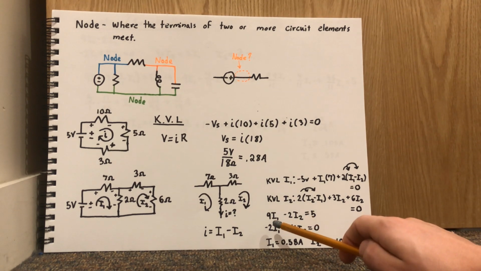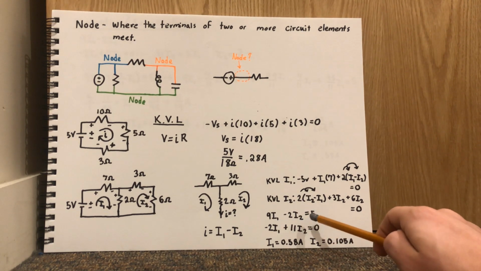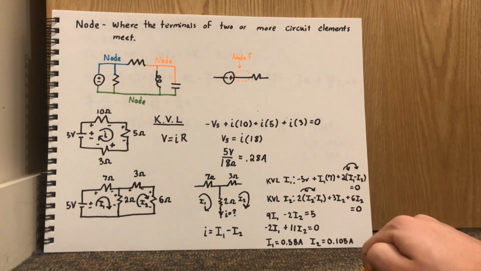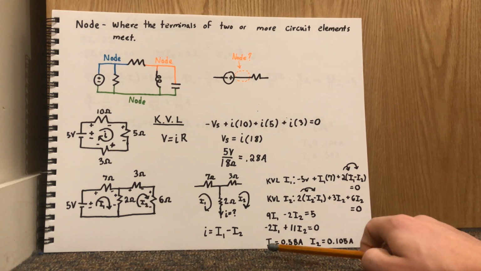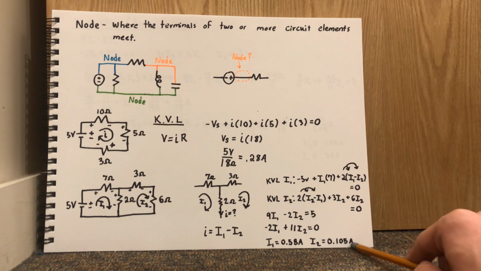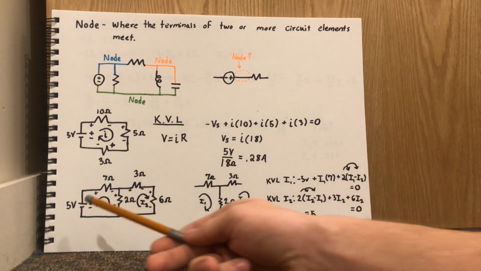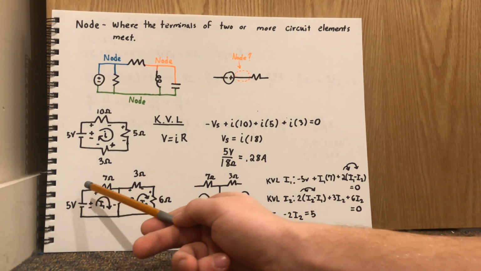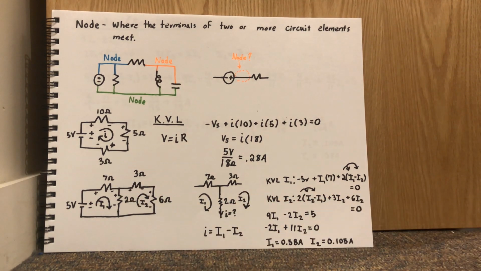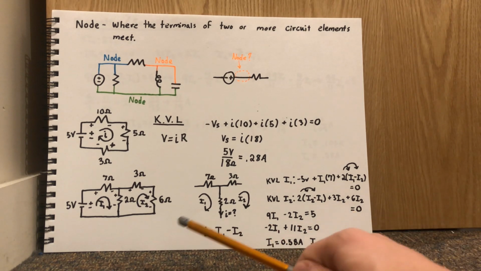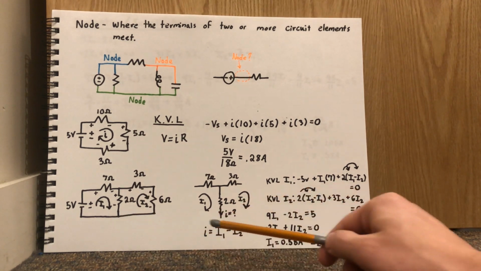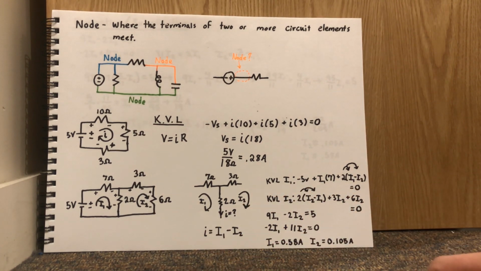So now we see that 9I1 minus 2I2 is equal to 5, and negative 2I1 plus 11I2 is equal to 0. And this ends up giving us an I1 of 0.58 amps and an I2 of 0.105 amps. So that means the current over here is 0.58 amps, and the current in this loop right here is 0.105 amps. And if we wanted to find the current right here going downward, we'd use this I1 minus I2.